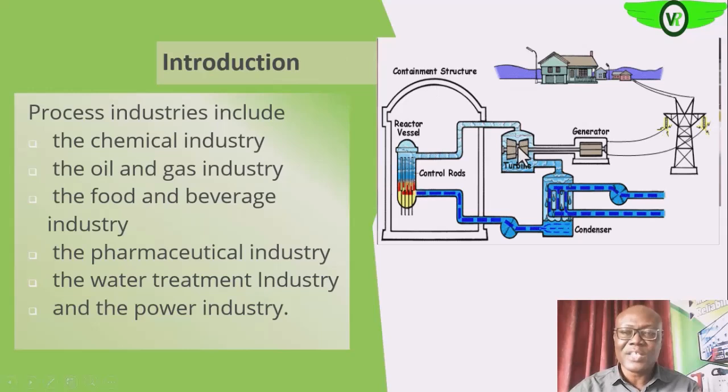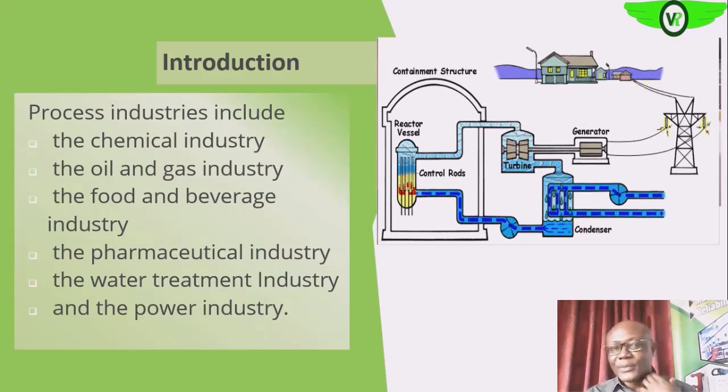You can also see that part of the process is the condensation of that steam back to water. You can see here in the condenser, and then it is recycled back. All of these steps that constitute the process of generating electricity need to be monitored and controlled. So these are some examples of the process industries that we have.